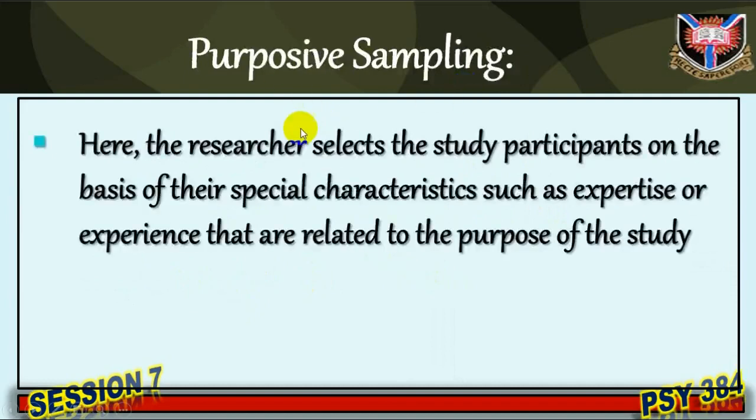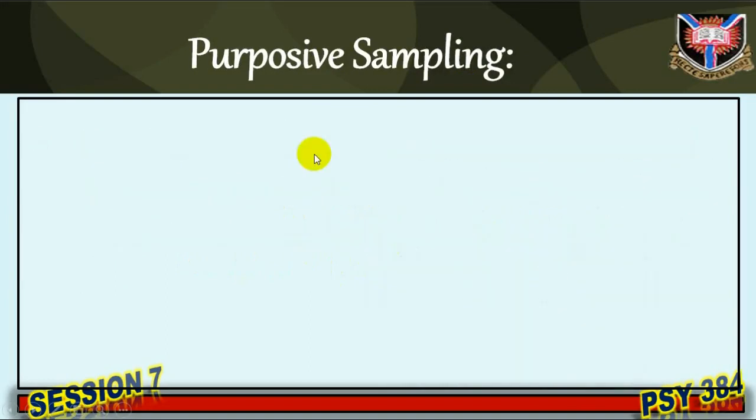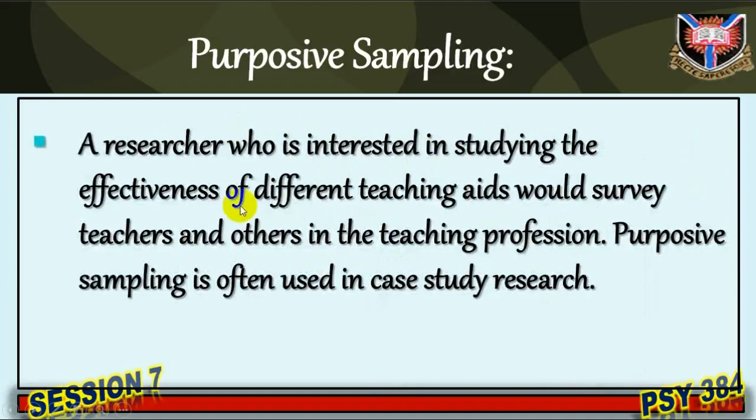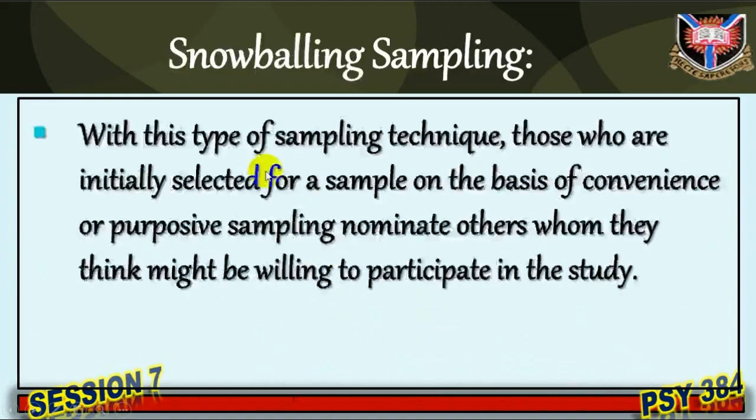Purposive sampling. Here, the researcher selects the study participants on the basis of their special characteristics such as expertise or experience that are related to the purpose of the study. A researcher who is interested in studying the effectiveness of different teaching aids will survey teachers and others in the teaching profession. Purposive sampling is often used in case study research.